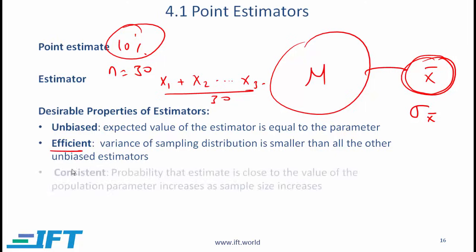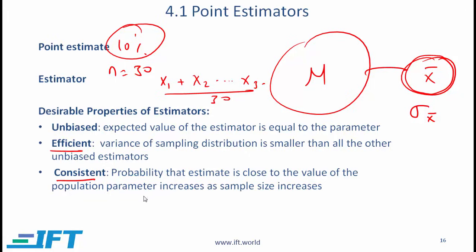And finally, the estimator must be consistent, which means that the probability that the estimate is close to the value of the population parameter increases as the sample size increases. So initially, if you took n equal to 30 and then you increase the sample size to 50, the probability that X bar is closer to mu should increase with a larger sample size. If that is happening, then we say that the estimator is consistent.